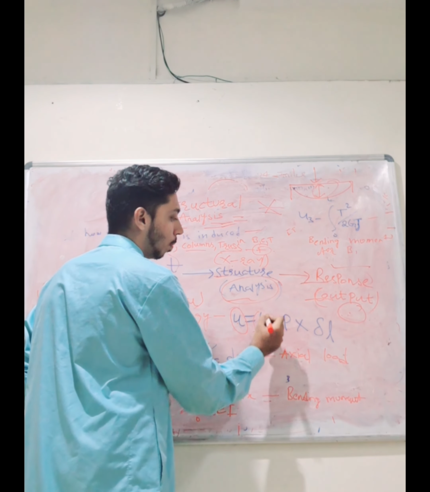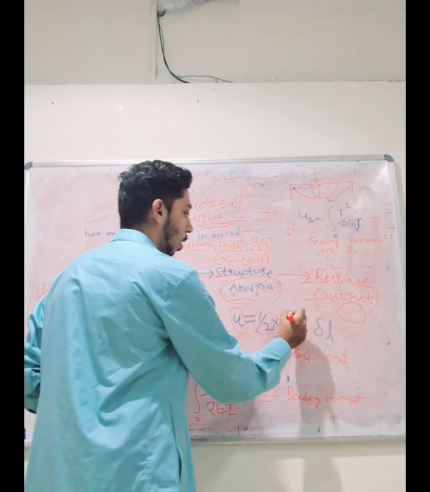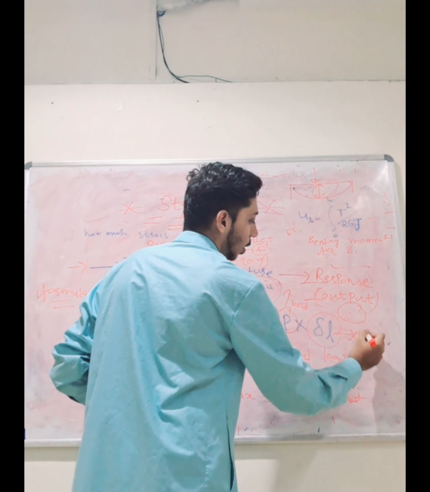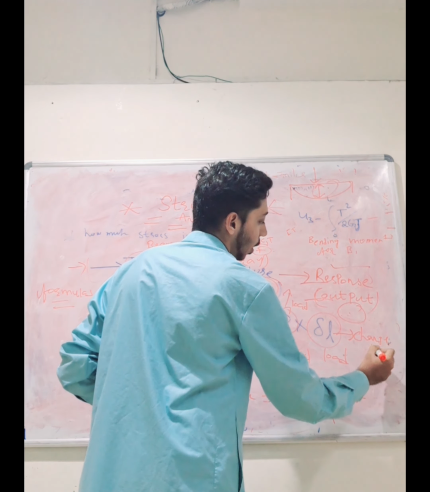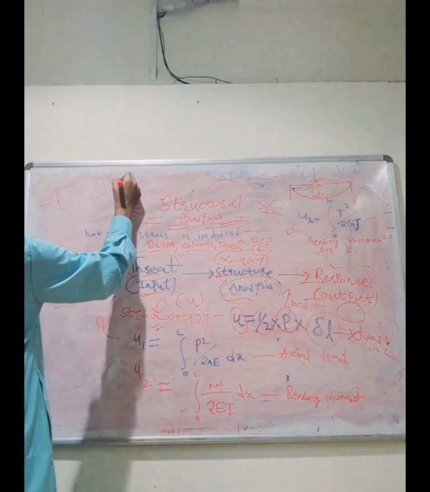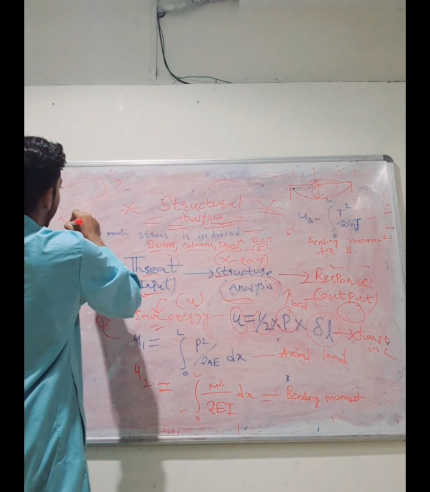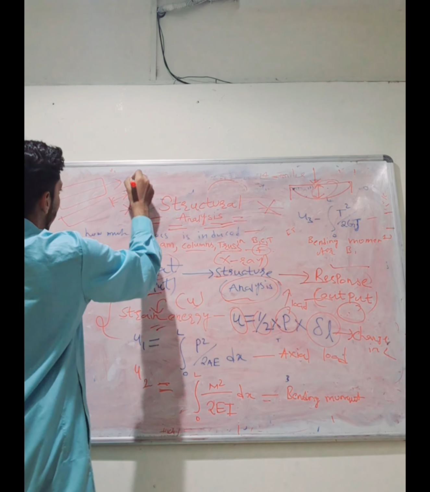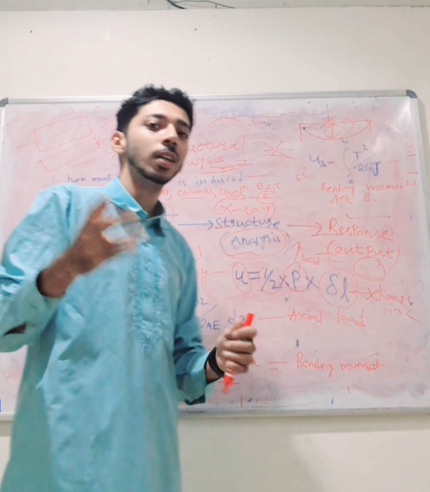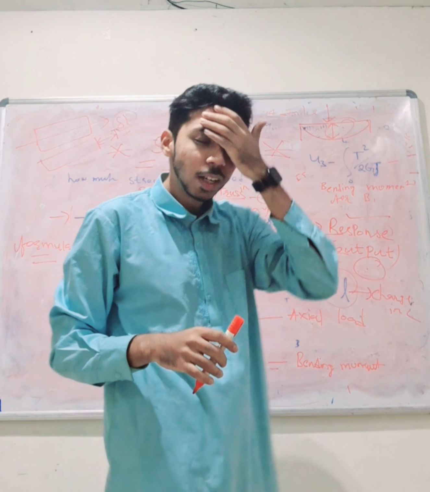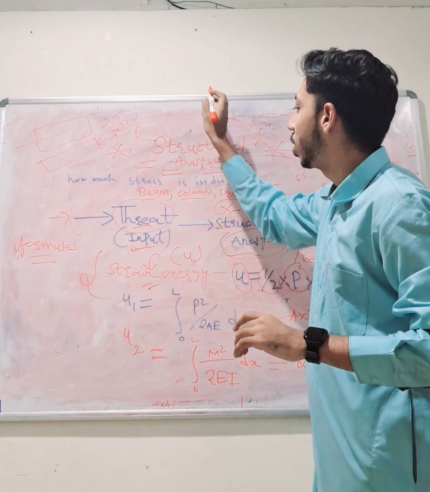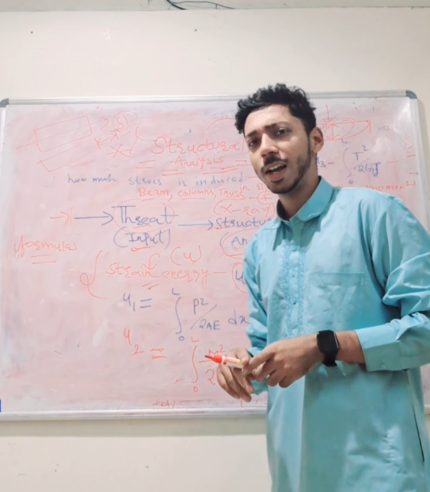U is equal to half into P into delta L. What is P here? P is load, and delta L is change in length. What is change in length? Suppose this is a beam. Some tension is there, then what happens? Some extension, elongation. The elongation is known as delta L. This concept is the same in your strength of materials, SOM, also. But structural analysis, the theory of structures, is very different in this aspect.